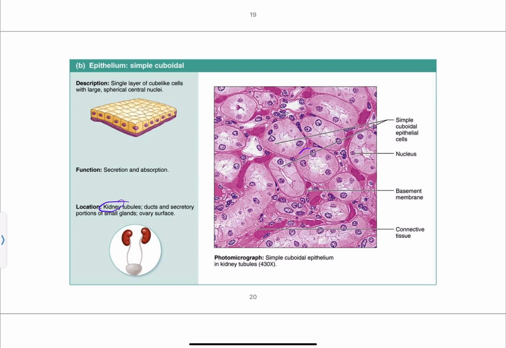So we can see these rings right here. Each one of these is a tubule. Within the kidney, we can see right here, this white space in the middle is what we call the lumen. So that's where the actual tube is. And then the wall of the tube that they're talking about for the kidneys is made up of simple cuboidal. So we can see we have these pretty spherical looking nuclei right there, and they're in a single row. So it's going to be simple cuboidal.